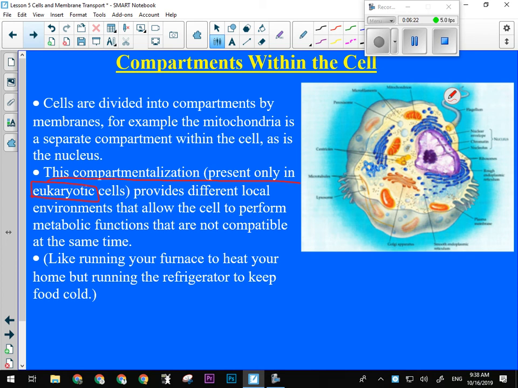That means all of the processes that a cell has to carry out, because point number 2 of the cell theory is cells carry out basic functions, whether you're prokaryotic or eukaryotic, that's true. If you're prokaryotic, you have to carry out all those processes in the same room. If you're eukaryotic, you can have a separate compartment for each one of those processes. That is more efficient. That allows those processes to happen more effectively, because that compartment will have exactly the conditions for that process to occur.